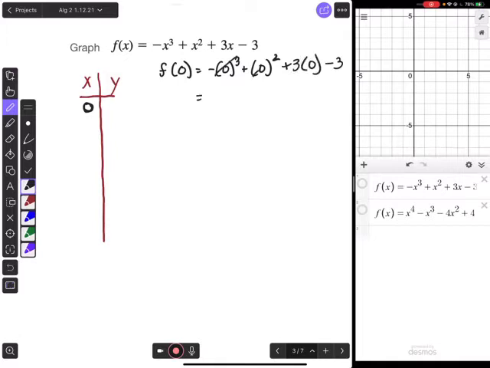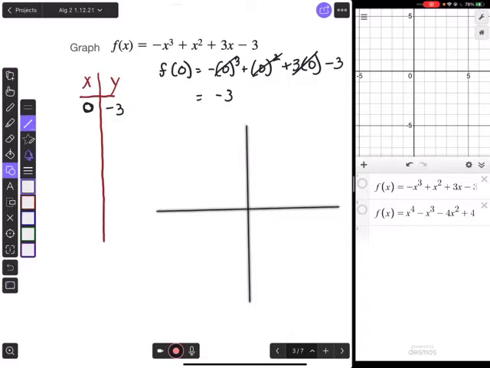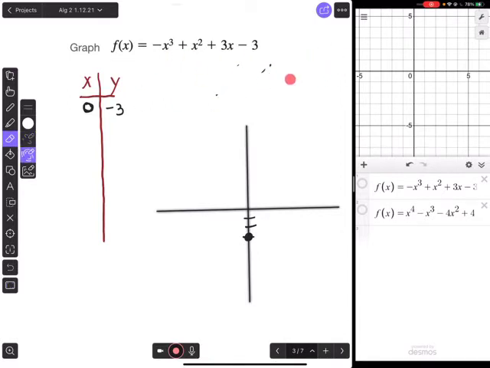And this comes to 0, 0, 3 times 0, 0, negative 3. So if I was graphing this, I now have a point on my graph: 0, negative 3. 1, 2, 3. There's a point. Now I've got to find more and more points. I do have some hints about what this graph is going to do, at least, but this is still going to take an inordinate amount of time.